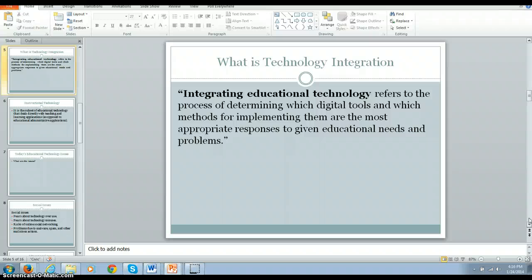So what is the definition of integration? It's coming again from our textbook, from the chapters that we're supposed to read this week. It refers to the process of determining which digital tools and which methods for implementing them are the most appropriate responses to given educational needs and problems. So if we think about the digital tools and the implementation model, all those things coming together, that's what we call integration of technology in the classroom. And then it is done to solve a problem, the needs that we have in the classroom.